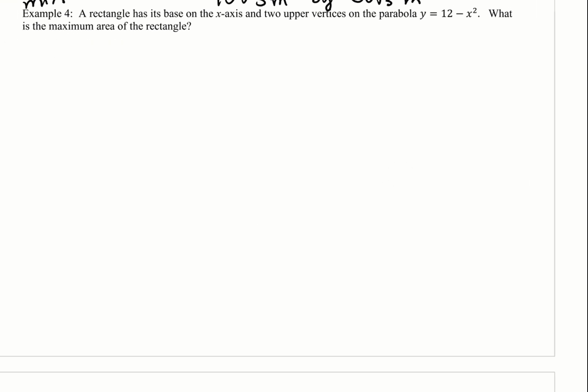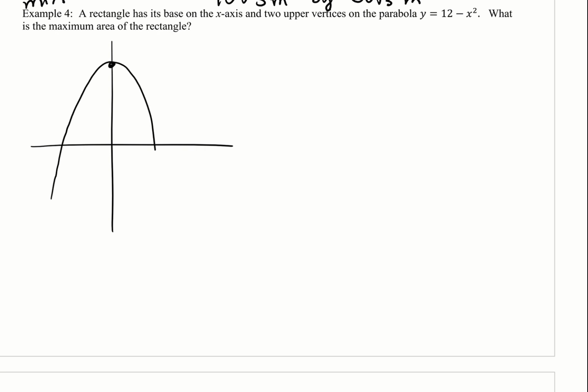A rectangle has its base on the x-axis. Two upper vertices are on this parabola, and we want to find the maximum area of the rectangle. All right, so I've got this coordinate system. I have a parabola. I know that the vertex of the parabola is at (0, 12), and it's opening down, so it looks like this. It's a height of 12.